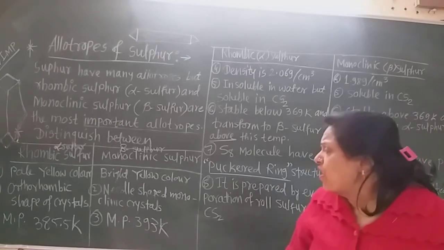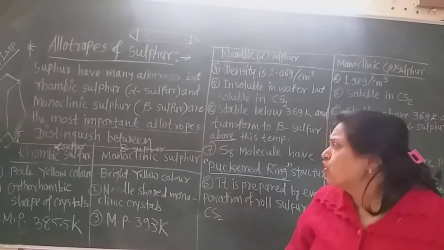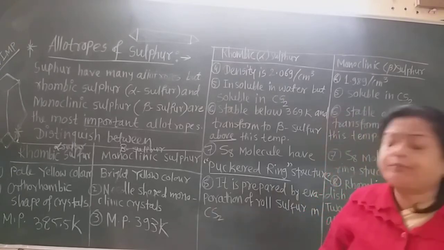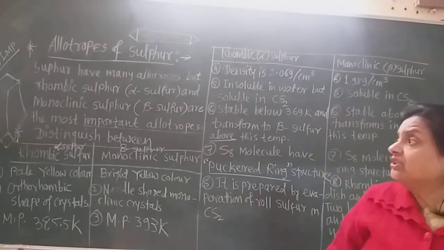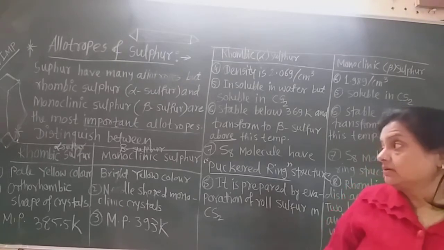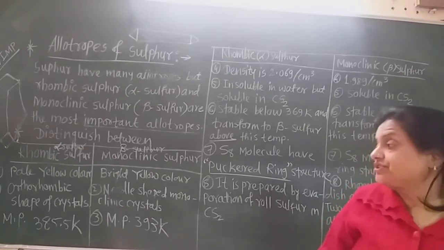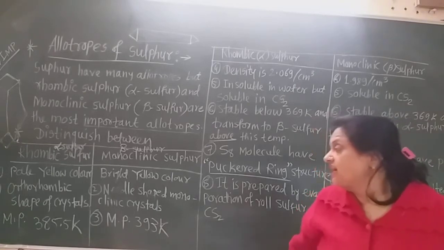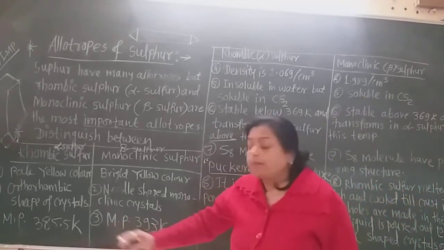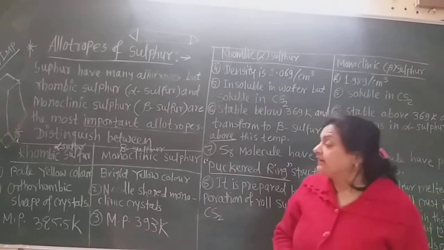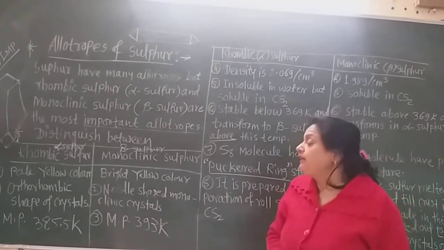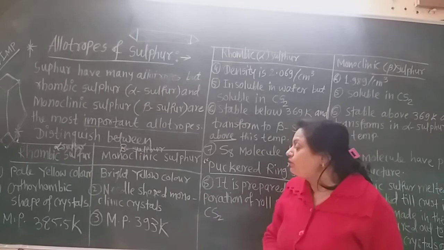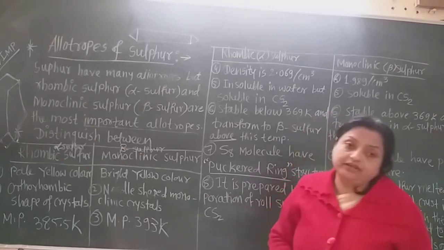About melting point, this monoclinic sulfur, that is the beta sulfur, is more stable than the alpha sulfur in nature. So the melting point of the beta sulfur is somewhat higher than that of the alpha sulfur. Alpha sulfur has 385.5 Kelvin melting point and beta sulfur has 393 Kelvin.